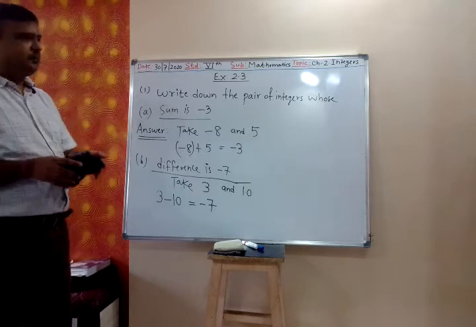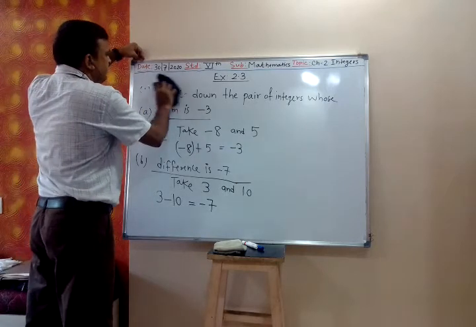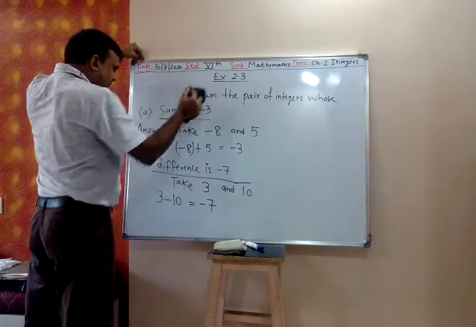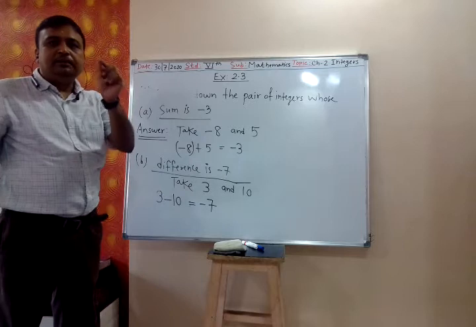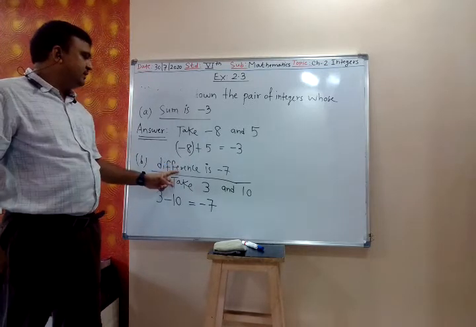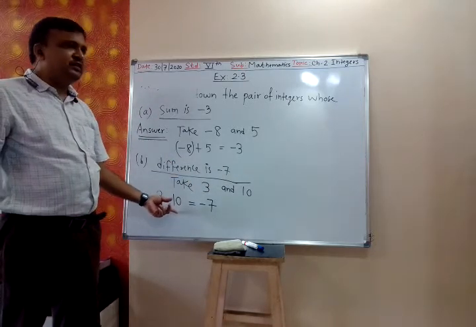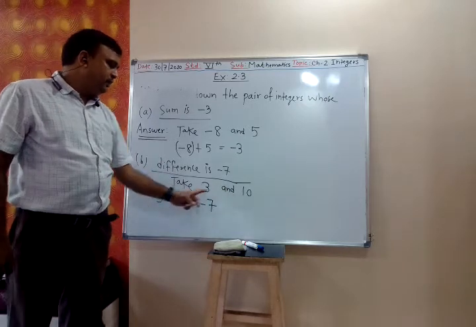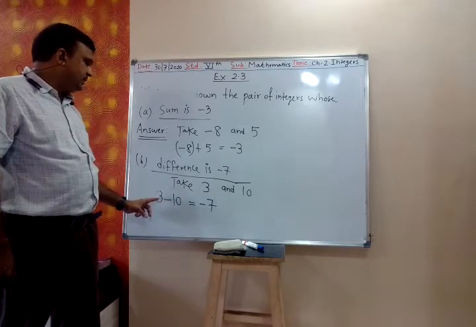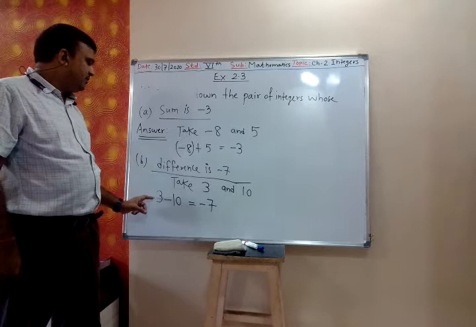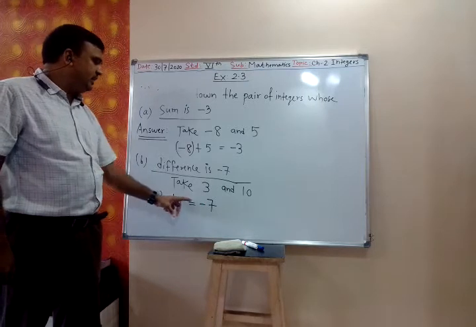Now C, it is very much clear. Difference means subtraction. So find two integers whose difference is minus 7. I can take 3 and 10. When we subtract, difference means minus. 3 minus 10. What is the sign of 3? Plus. What is the sign of 10? Minus. Plus and minus are opposite signs, you have to subtract. 10 minus 3 is 7. Which number is bigger? 10. What is its sign? Minus. So it is minus.